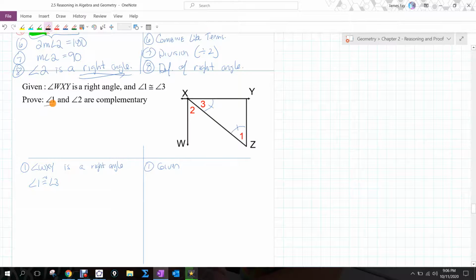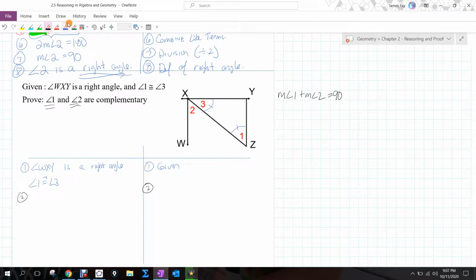We're going to have to show somehow that angle 1 and angle 2 are complementary. That means they add up to 90 degrees. So at some point, we're going to have to see over here in our left-hand column that measure of angle 1 plus measure of angle 2 equals 90, and that then allows us to say they're complementary. So that's kind of where I'm trying to take this.